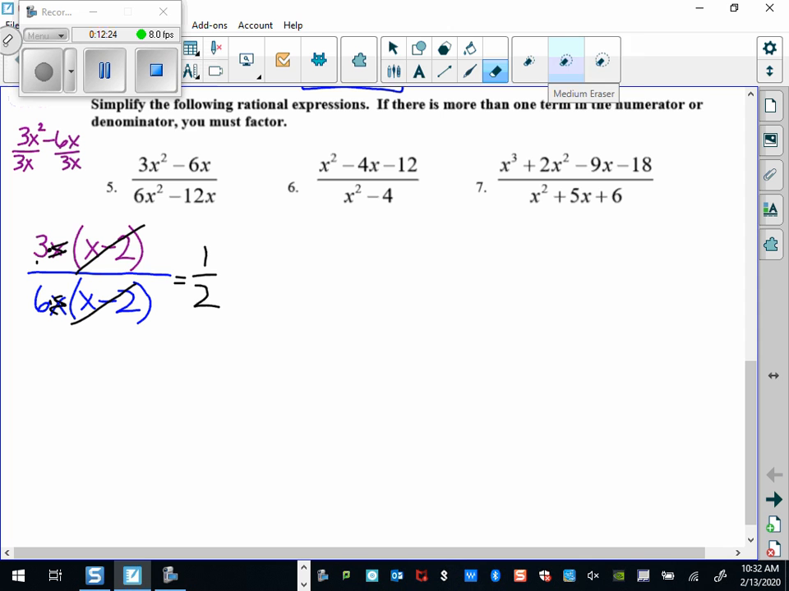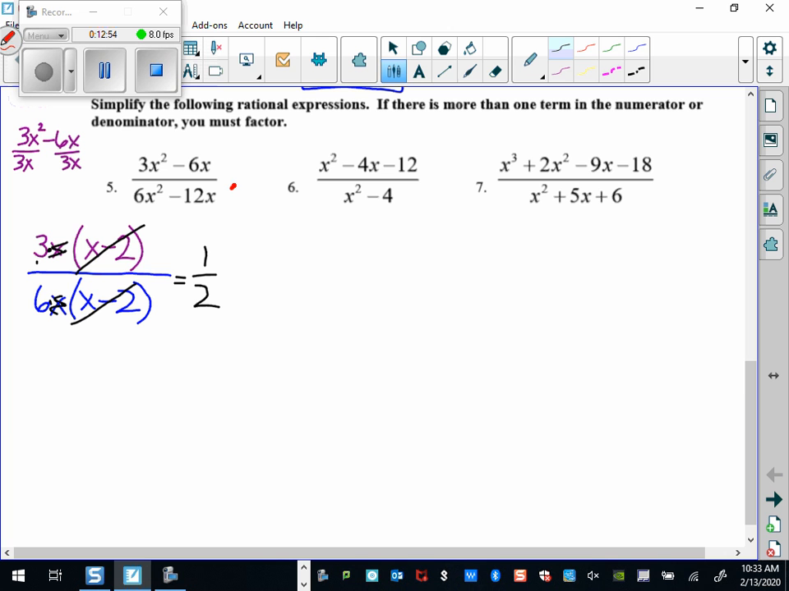Could you do it from the start? Did you just get 1/2 and you see it from the start? Yeah, but remember, you can't reduce this way. You would have to first factor it out. If you know it right off the bat, yeah. I would encourage you to show us as much work as you can, because as much as you think you can do it all up here, you might not be able to. All right, let's do the next one.